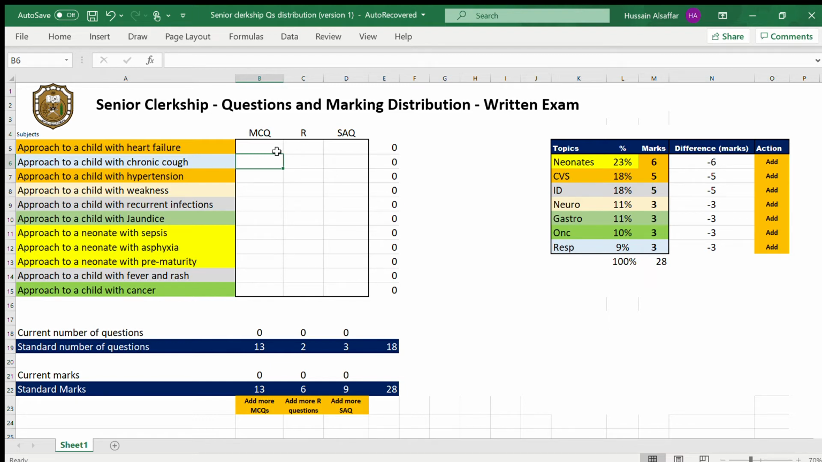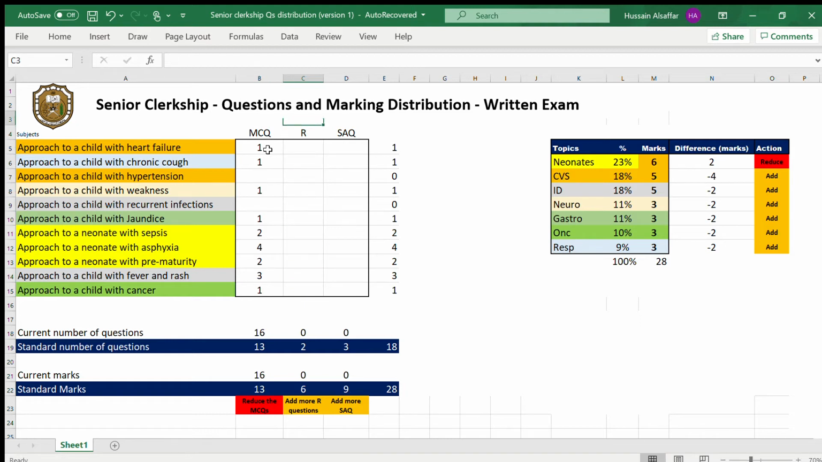So when I come to put the questions here, for example, I got 1 MCQ from heart failure, 1 MCQ for chronic cough, no MCQ for hypertension, 1 MCQ for weakness, nothing for recurrent infections, 1 MCQ for jaundice. Perhaps I got 2 MCQs for sepsis, maybe 4 for asphyxia, maybe 2 for prematurity, approach to fever with a child, perhaps 3 questions, approach to child with cancer, 1 question.